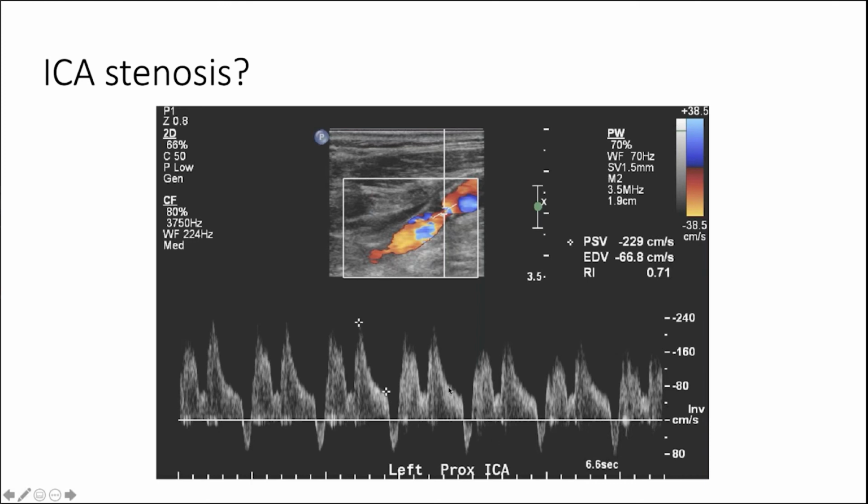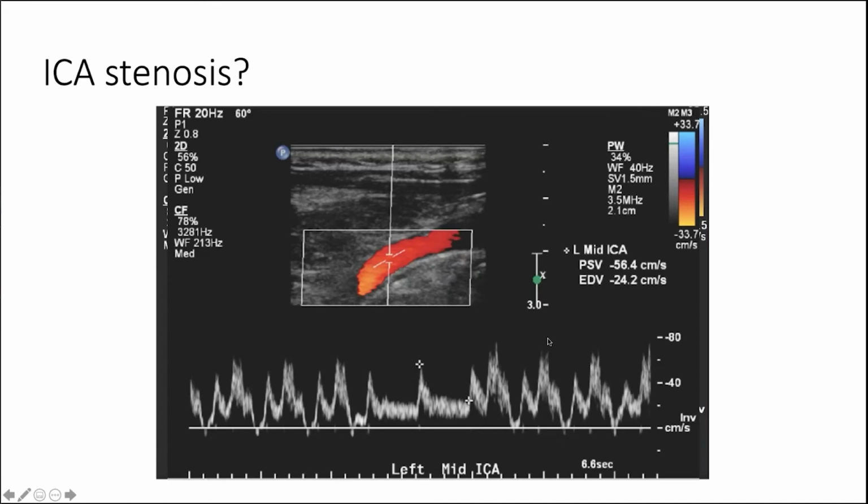This example here shows a 1-to-1 cycling intra-aortic balloon pump with pretty variable peak velocities. The one that was measured here is 229, but even the lowest ones over here are about 160. So this patient probably has a lesion in this area here. It's probably not a critical one, but probably greater than 50%.